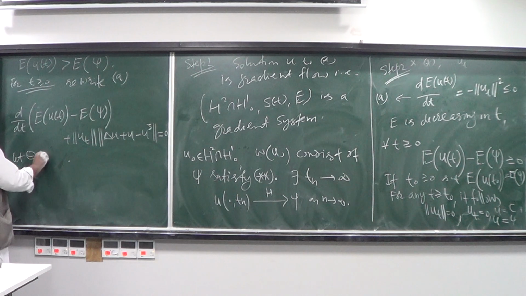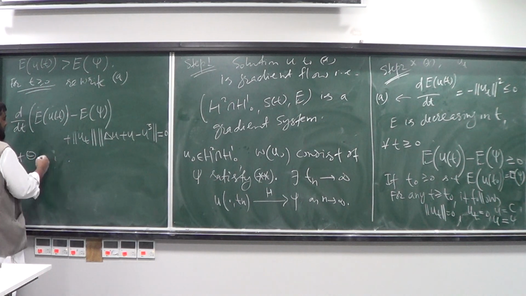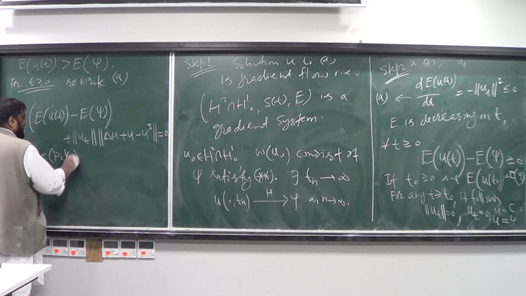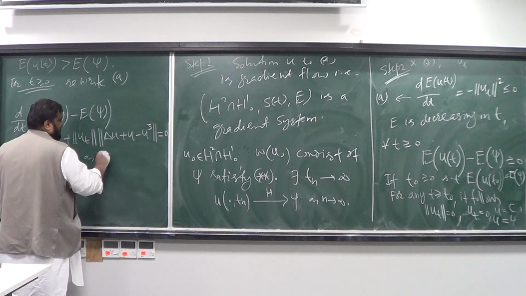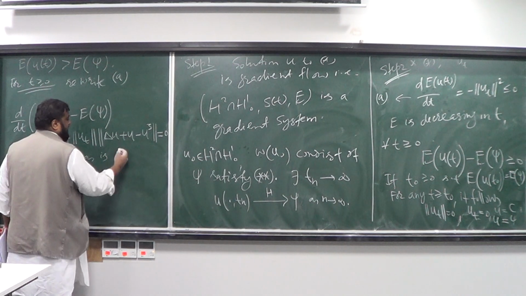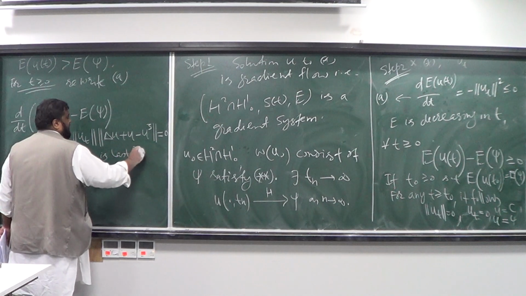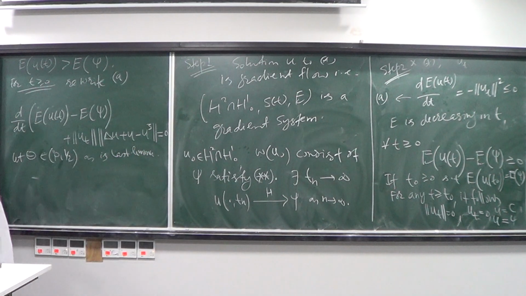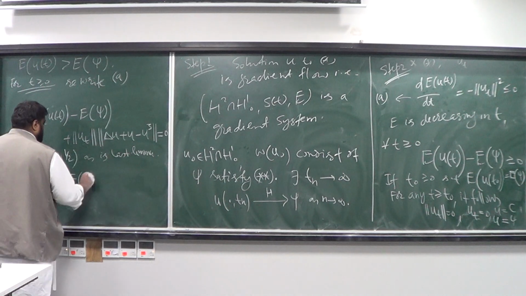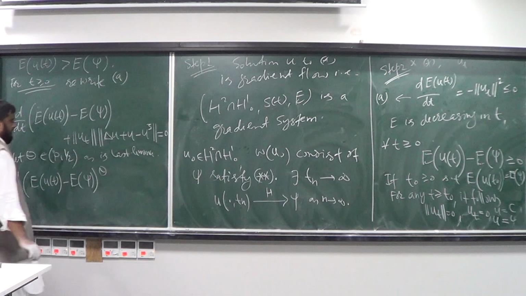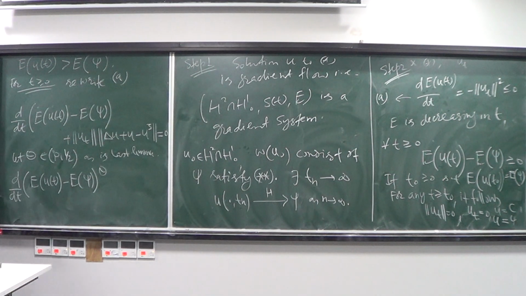Let theta be the number between 0 and 1/2 as it appears in our previous lemma. So let's imagine that this is my setting. Now, if I take, for example, the derivative with respect to t of (E(u(t)) minus E(psi)) to the power theta, okay? So I compute this.